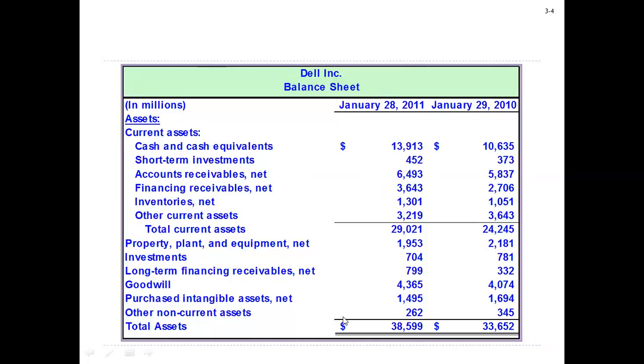Notice we have a total assets column here. We also have a total current assets subtotal here. And this balance sheet just happens to be showing 2 years, the current year and prior year. Some companies show 3 years' worth. Most, though, do show a comparison of this year with last year.